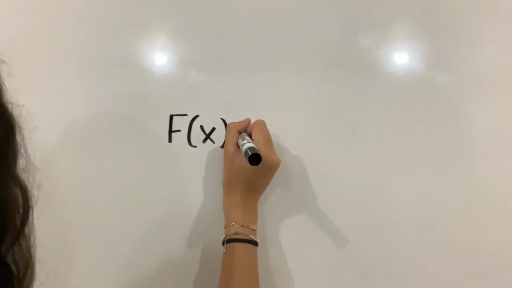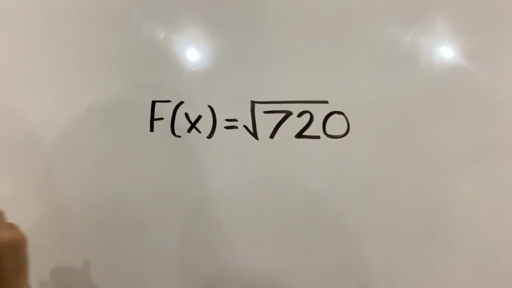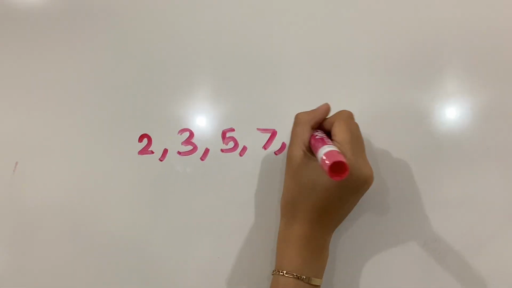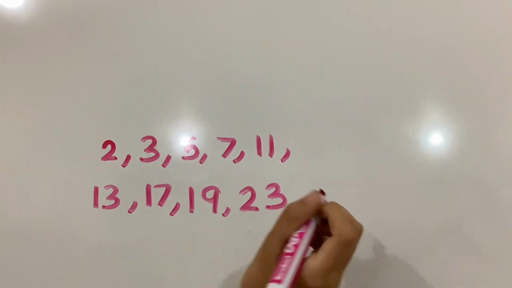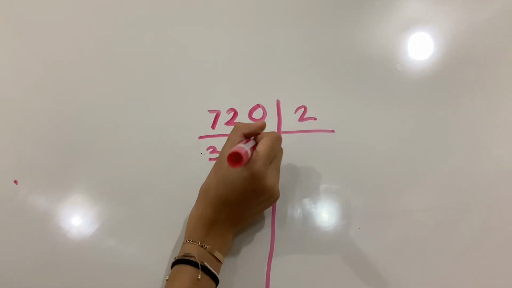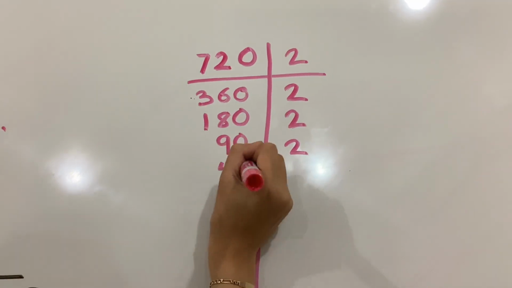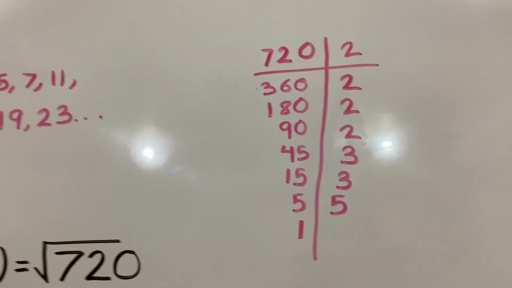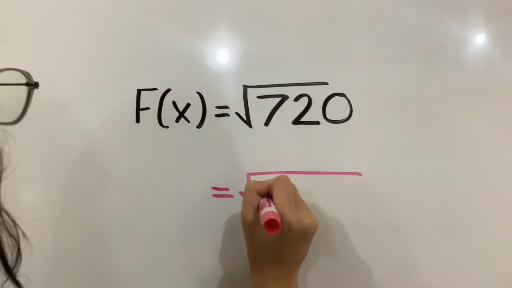But if you want to simplify it, instead of having decimal points, you need to know about prime numbers, which are the numbers that can be divided only by themselves or by 1. So we have 720 divided by 2 is 360, divided by 2 is 180, divided by 2 is 90, divided by 2 is 45, divided by 3 is 15, divided by 3 is 5, divided by 5 is 1.